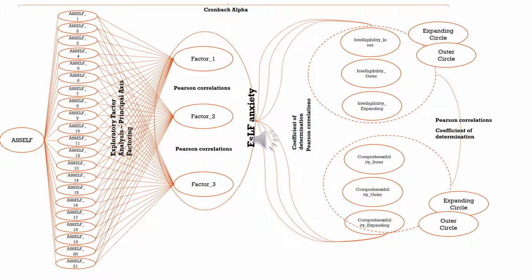So before we look at the relationship between the two big variables, anxiety and intelligibility, we need to explore the existence of anxiety first. To do that, we came up with a 21-item survey called the Anxiety Scale of the Spoken Englishes as a Lingua Franca, ASELF, as you can see there. And this scale was tested and its reliability was ensured beforehand.